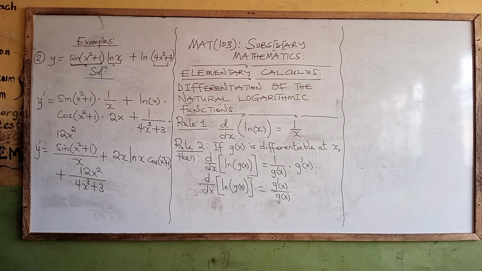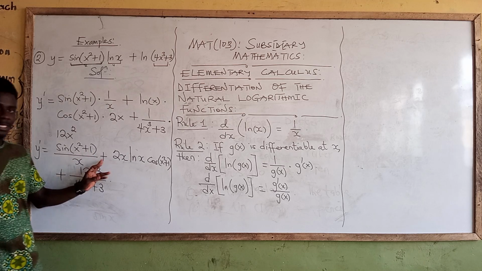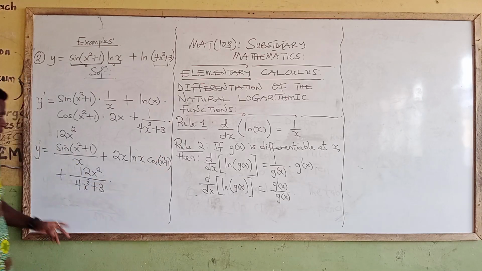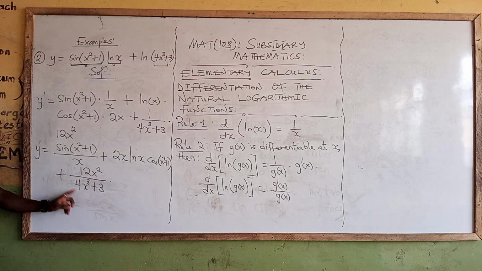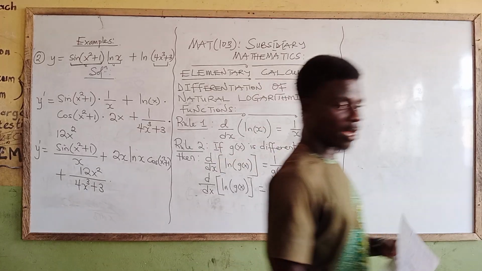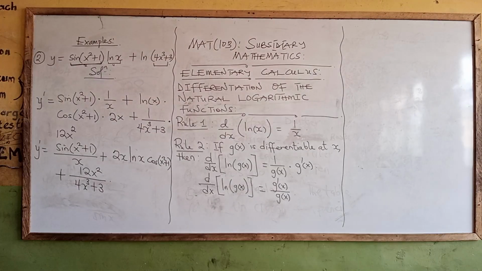So this is our differentiation with respect to what? x. So we get y prime equals sine of x squared plus 1 over x plus 2x ln x cos of x squared plus 1 plus 12x squared over 4x cubed plus 3. That's how we differentiate that.